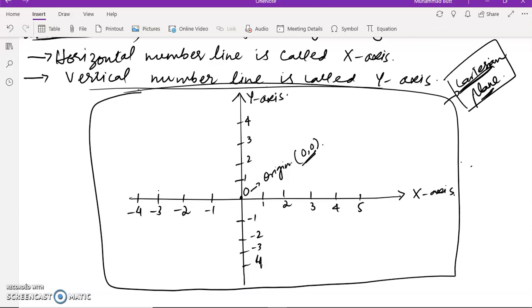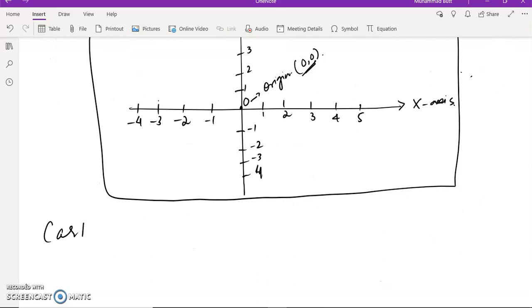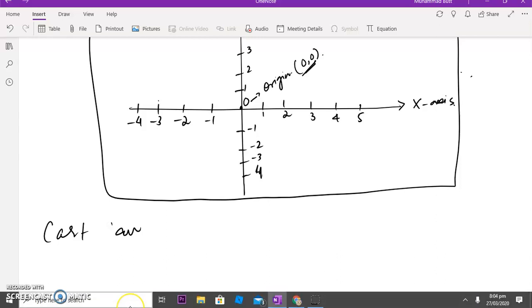The x-axis runs horizontally through the origin. Look at this. And the y-axis also runs through 0, but it runs vertically. The y-axis is in the up-down direction, and the x-axis is in the left-right direction. We can plot any point on the graph using the Cartesian coordinates. Now, what are the Cartesian coordinates?